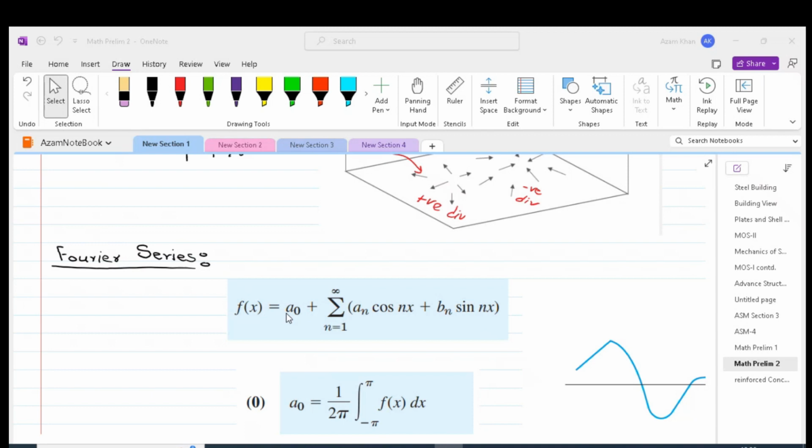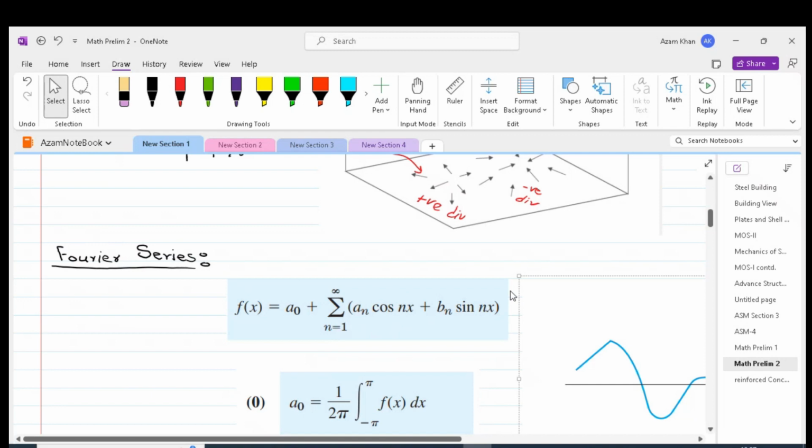Together, we have on the right hand side a naught plus a1 cos x plus b1 sin x plus a2 cos 2x plus b2 sin 2x plus a3 cos 3x plus b3 sin 3x, and so on and so forth. So all the trigonometric terms have been shrunk into this compact form of an cos nx plus bn sin nx, and we are saying that n is ranging from 1 till infinity.